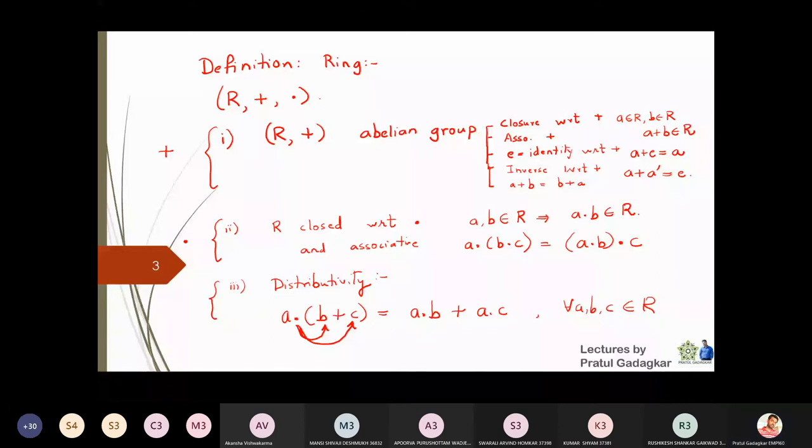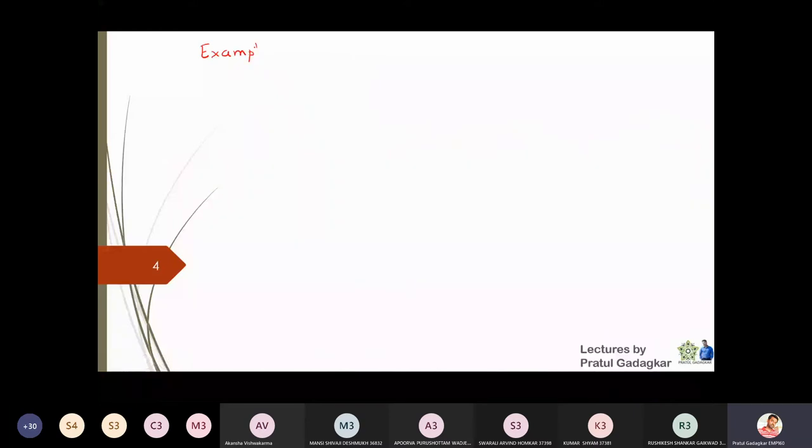Now let us move to some simple examples. Which is the simplest thing that comes to your mind? We will take integers, and we know that integers with respect to addition is an abelian group, right? So I know that Z with plus is an abelian group.